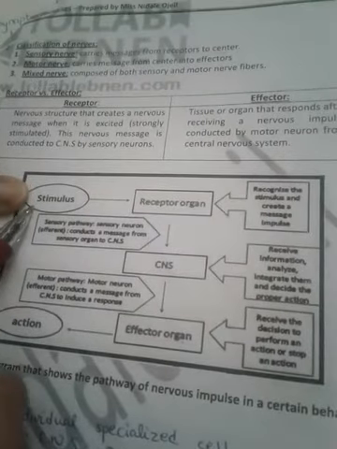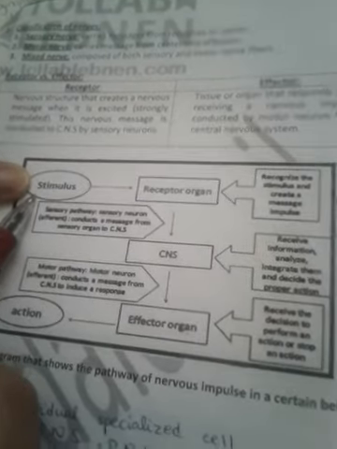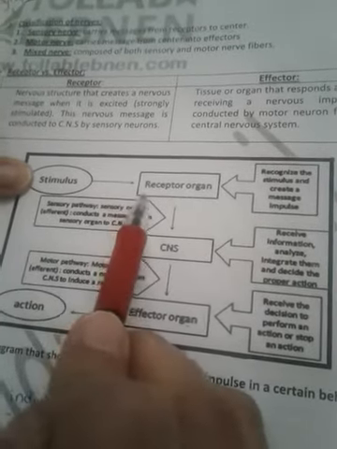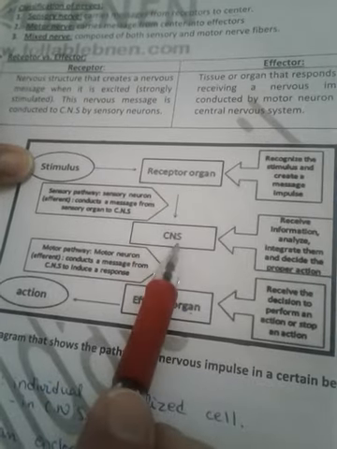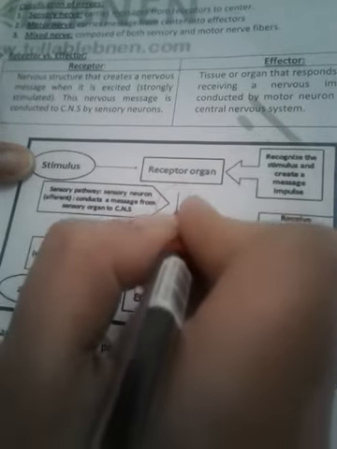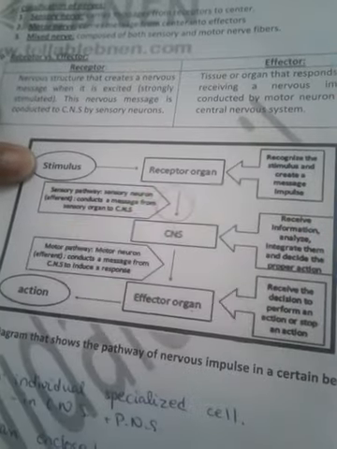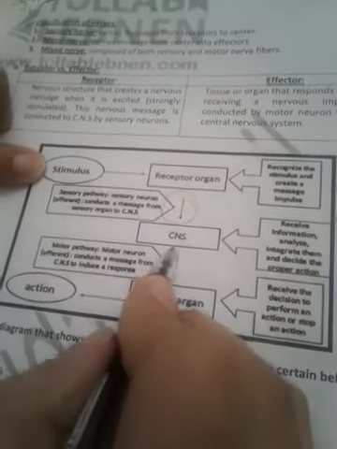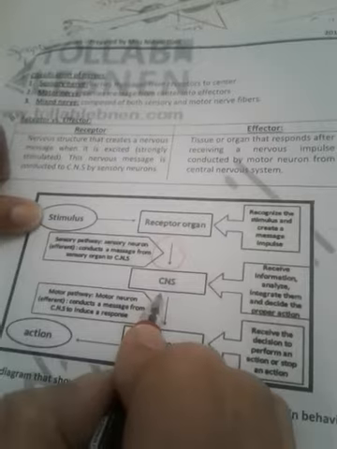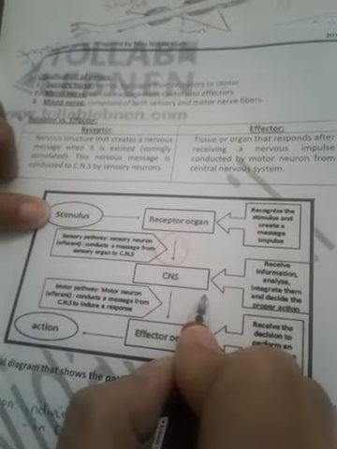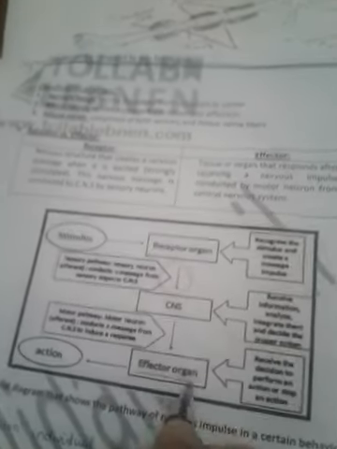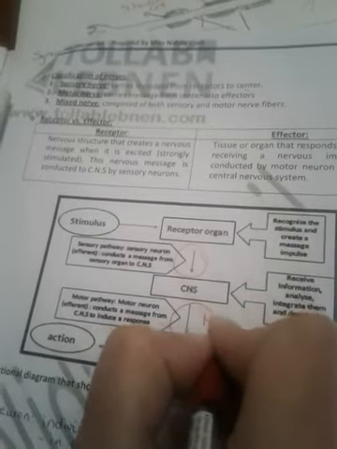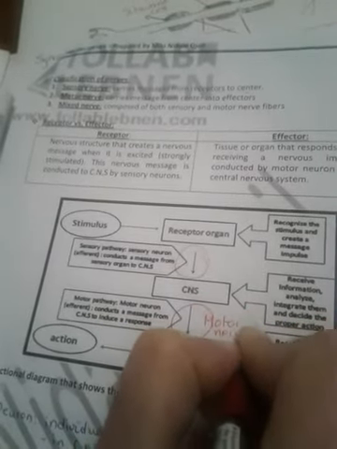Again, we start with a stimulus or a change in the environment, whether internal or external. Who receives it? The receptor organ. The receptor organ sends this change to the central nervous system through a sensory neuron. So over here, this arrow is supposed to be a sensory neuron. And the central nervous system receives the information, analyzes it, decides what's going to happen, and then sends it to the effector organ. Does it send it through a sensory neuron? No. Over here, we're going to have a motor neuron.